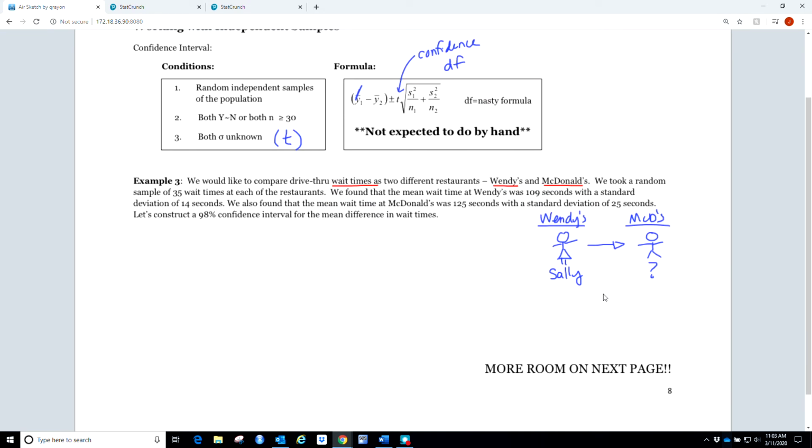Other things I'm going to go ahead and list here that we know about Wendy's and McDonald's. For Wendy's, we were given the mean to be 109 seconds. The standard deviation of the sample, because it was just of those 35 times, was 14 seconds. And they sampled 35 people at Wendy's. Now at McDonald's, the sample mean instead was 125 seconds. The sample standard deviation there was 25 seconds. And they also sampled 35 people at McDonald's.